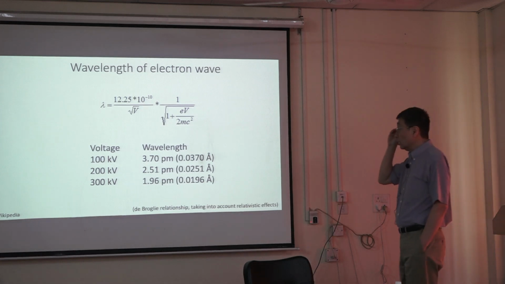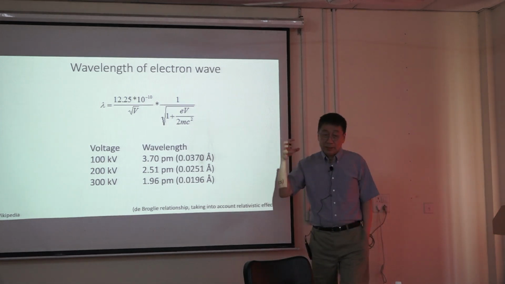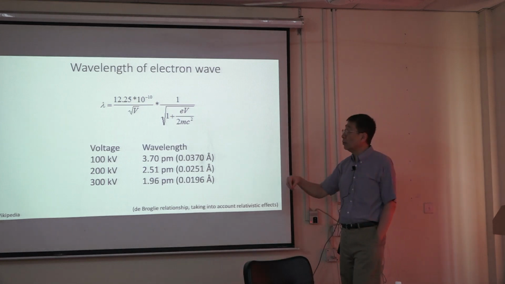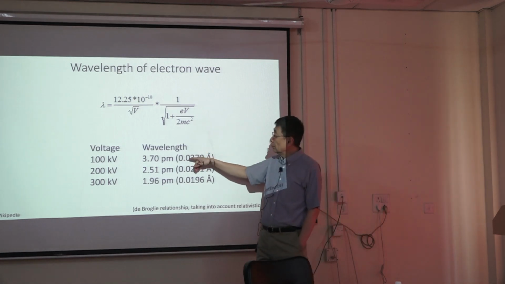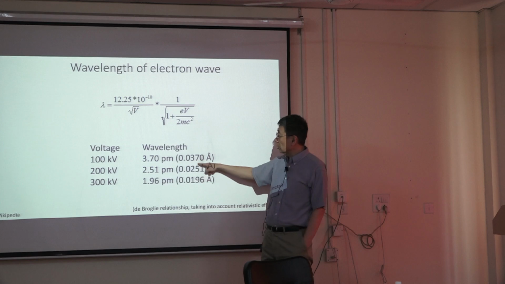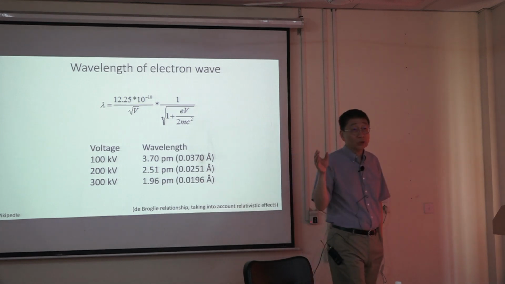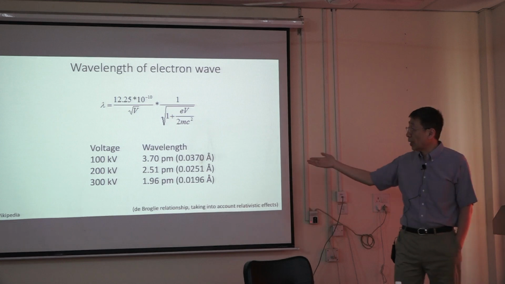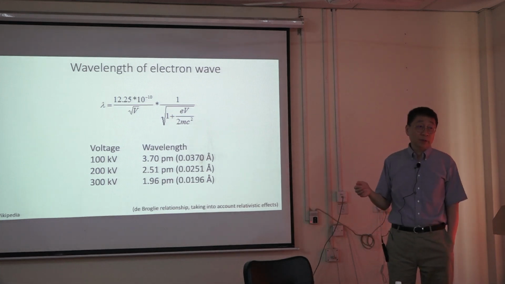So the wavelength of the electrons. Electrons behave as waves. They interact with your sample. The wavelength is about 0.02 or 0.03 angstrom, so much shorter than the X-ray wave we use, which is about 1 angstrom.